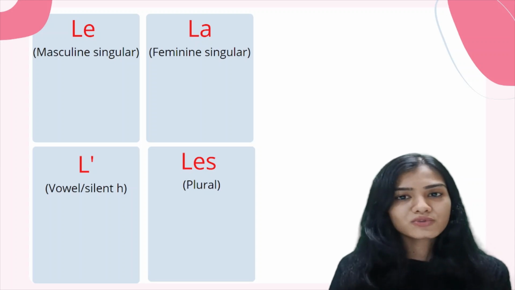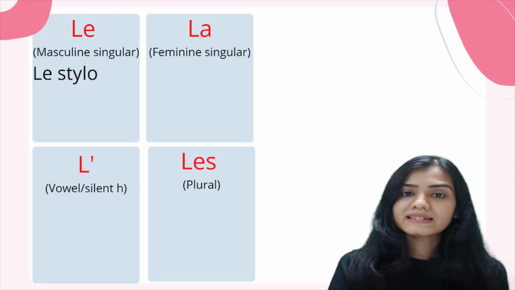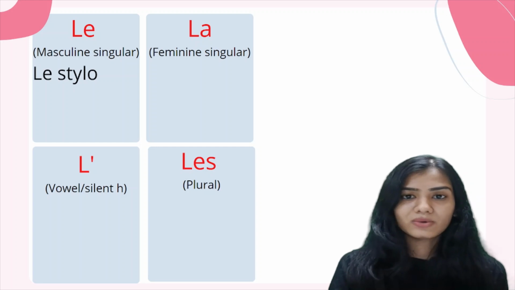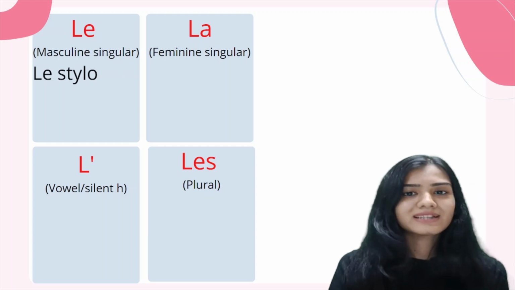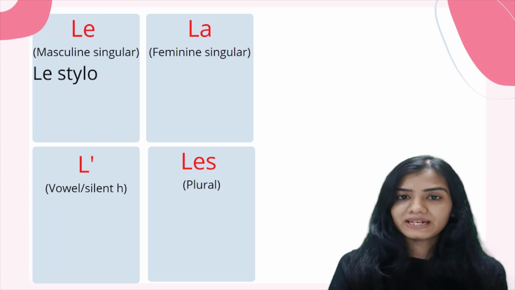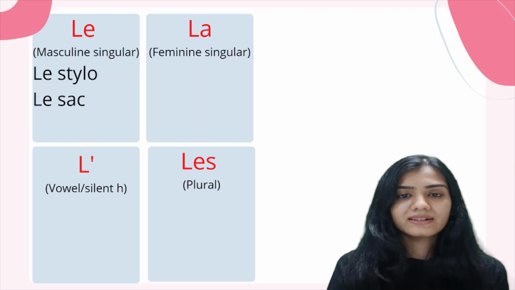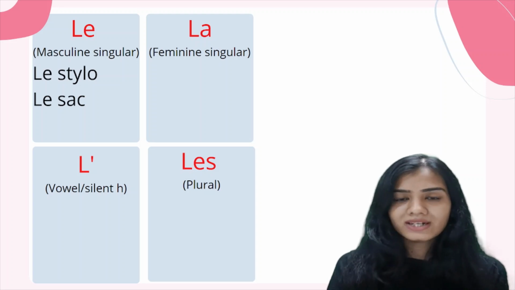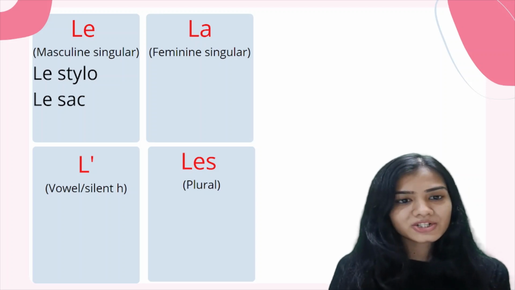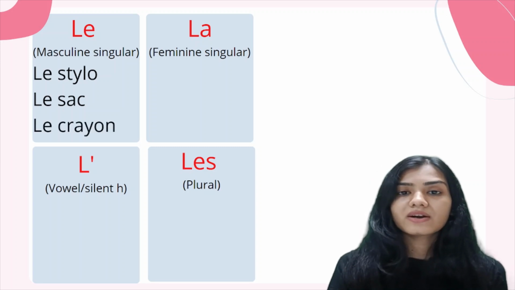So let's go through a few examples. Le stylo, that is the pen. It's not ending in E, thus it's going to be masculine. So it's le stylo, the pen. Le sac, the bag. It's not ending in E or ION, so it's going to fall under masculine gender. So it's le sac. Le crayon, the pencil.